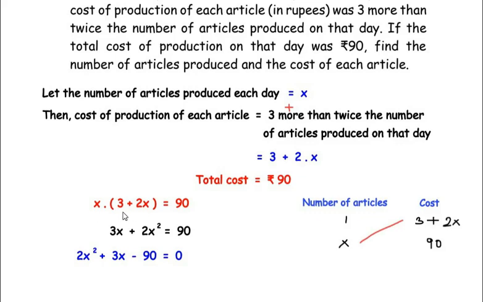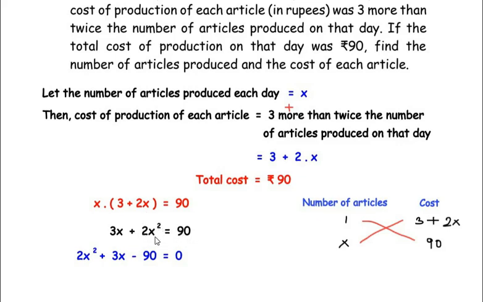So here we have written x times 3 plus 2x is equal to, now 1 multiplies with 90 giving us 90. So the equation generated over here is x times 3 plus 2x equal to 90. Now we are going to expand this bracket, that is x multiplies with 3 giving us 3x, and x multiplies with 2x giving us plus 2x square equal to 90.